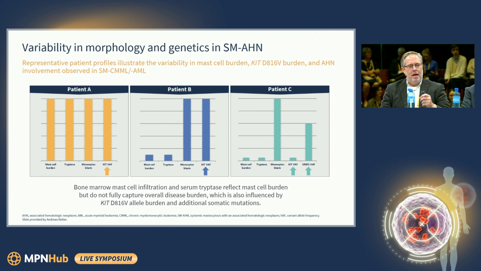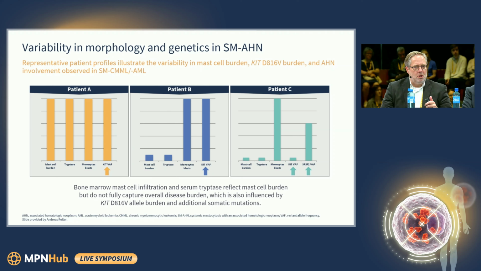But it is even more complicated. So the problem is now, patient number A. This is simple. He or she has a high mast cell burden, a high tryptase, and a high monocyte count, and we find KIT D816V at a high level in peripheral blood. Then we can assume, because mast cells are usually not in the blood, that the monocytes are positive for KIT D816V, and that this is, let me say, a typical SM-CMML. But in many of these patients, the mast cell infiltration is quite low, maybe only 5 to 10%. And this is frequently overseen.